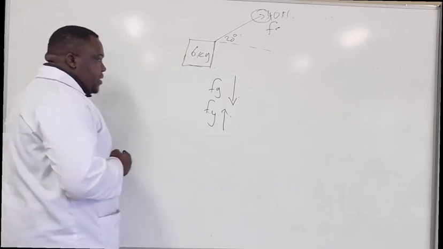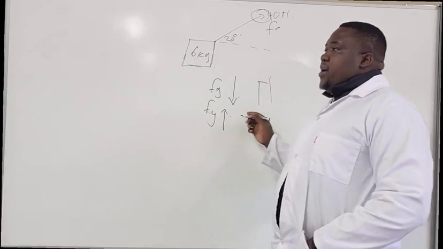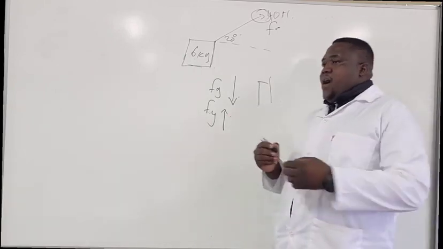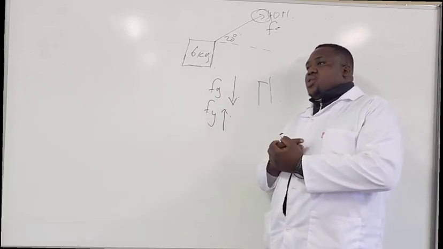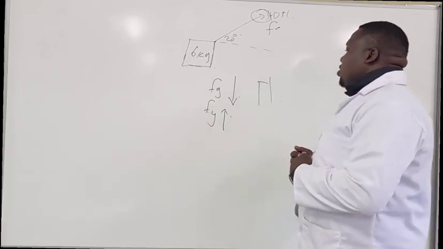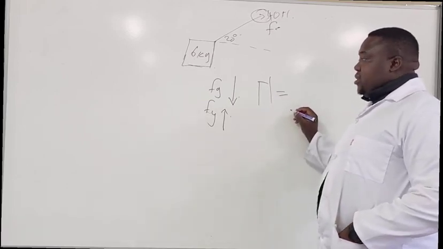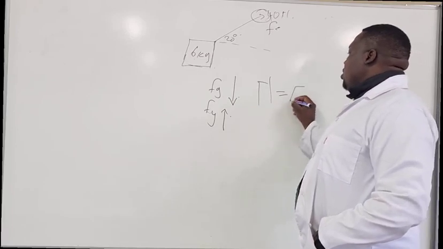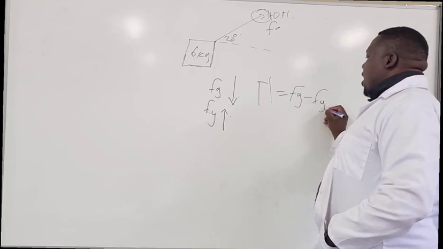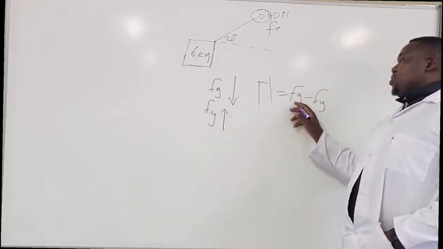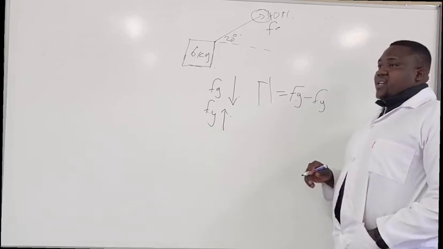So it means that normal force, you know that vectors, if one vector is going up and the other is going down, the vectors are going to cancel. So the normal force is equal to gravitational force minus Fy. So that's how we calculate.